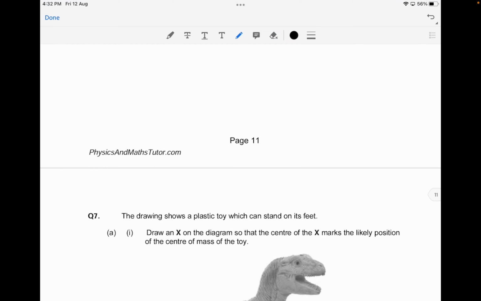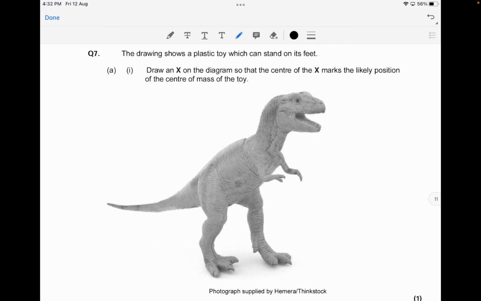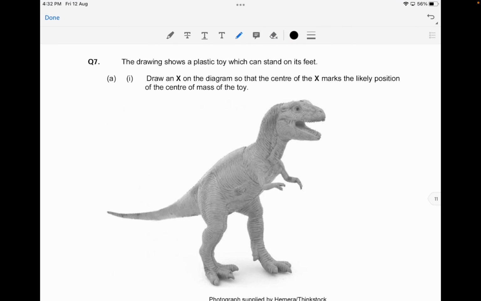Alright, let's move on to the next question. Now the drawing shows a plastic toy. You can see a little bit of a T-Rex, I think this is the dinosaur. You have to draw an X on the diagram to show the center of mass. So it should be around the likely center position of the toy, somewhere between here, where all the forces should approximately meet. The vertical line from X should be somewhere between the two lines. That should be where all the mass is concentrated.